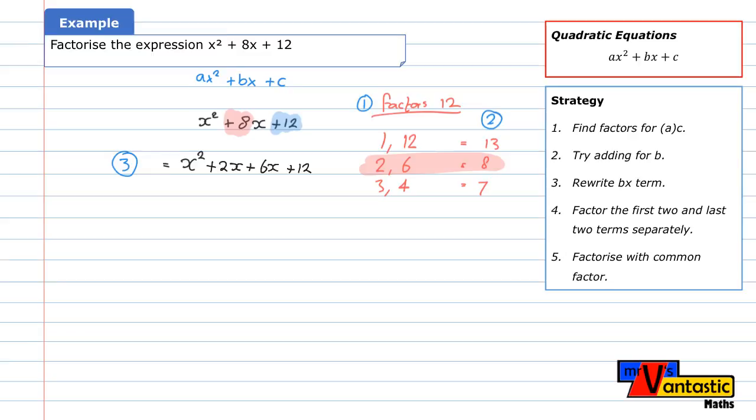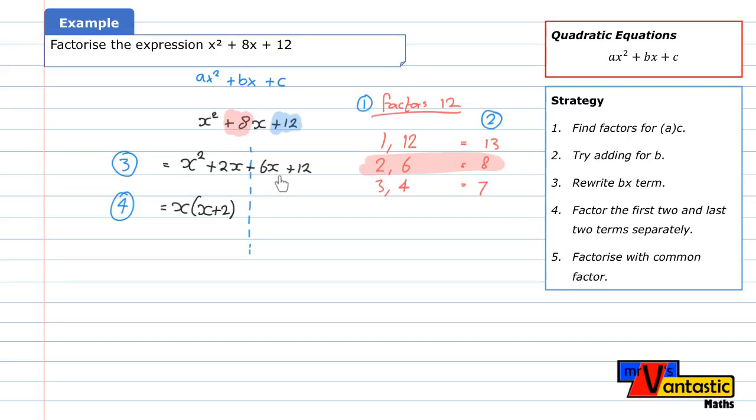Now what we're going to do is group each half of the equation separately and factor them. If we're looking to factorize the first half of the equation, x squared plus 2x, I can see that we have a common factor of x. So this is going to become x outside of the bracket, and we're going to be left with x plus 2.